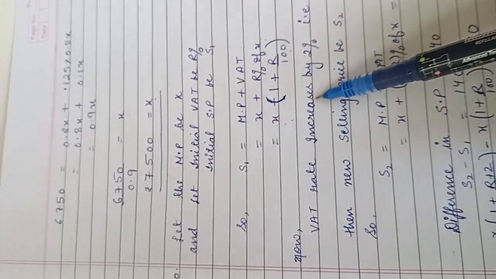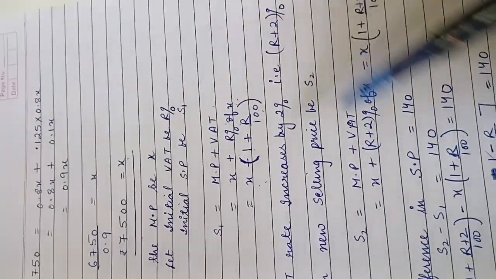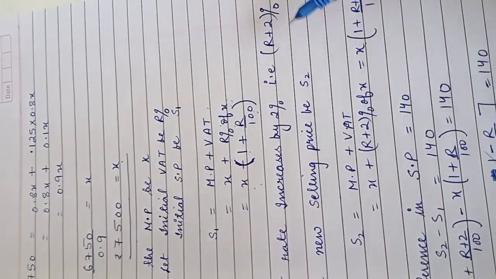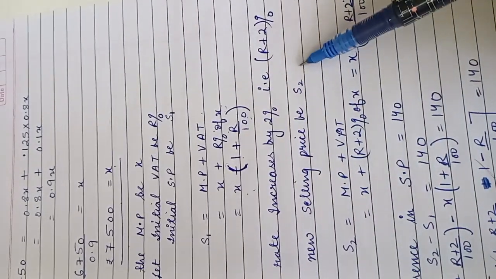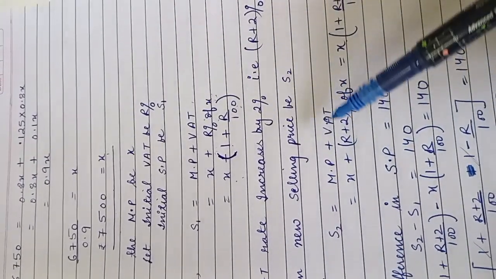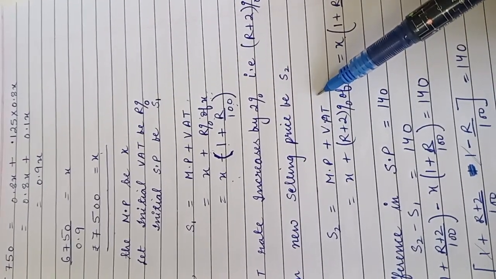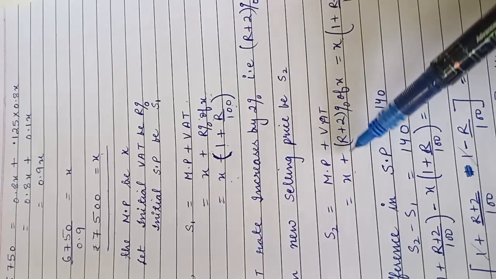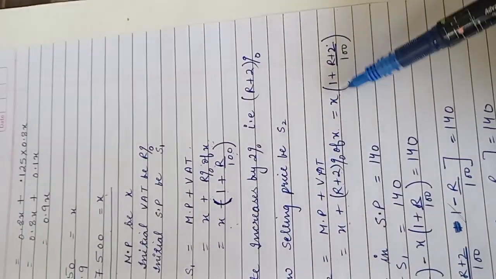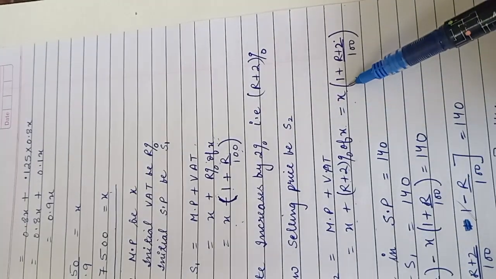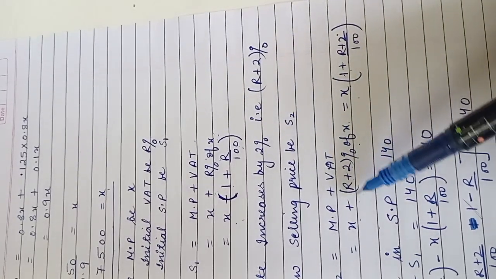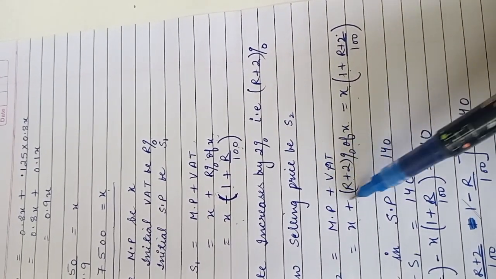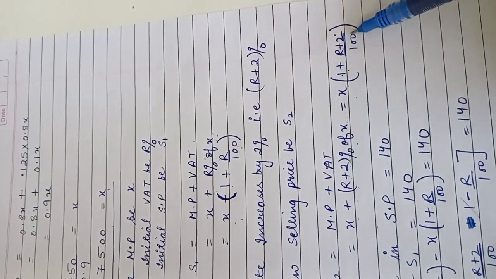Now there is an increment of tax. How much? By 2%. So after increasing, it will be r, the initial, plus 2, so it will be r plus 2%. The selling price I have taken as s2, and s2 will again be the marked price plus the extra money, that is tax. x plus (r plus 2)% of x. Again we take the common x from both terms. 1 plus r plus 2 divided by 100.